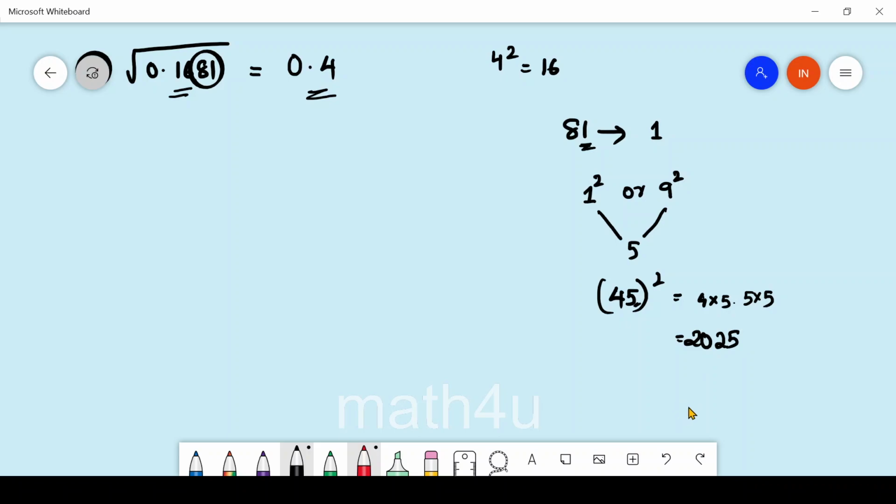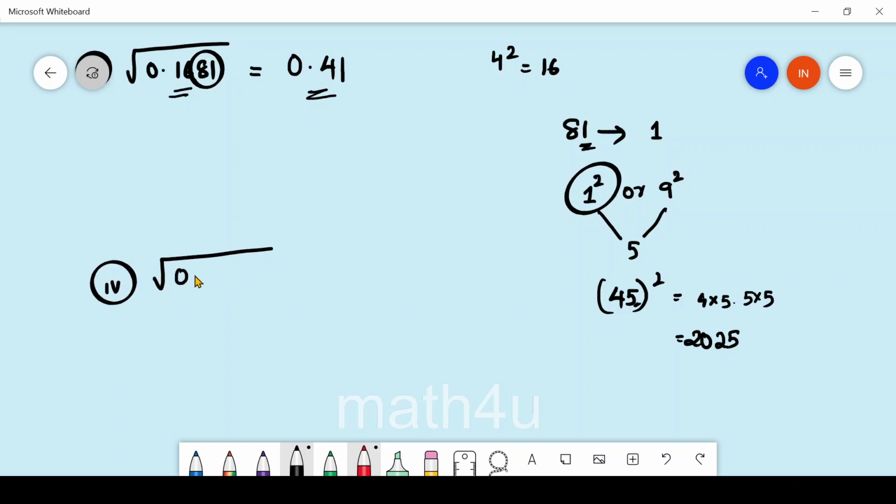So 2025. Now we are checking whether this 1681 is lesser than 2025 or greater. We know that it is lesser, right? So I'm going to write here this 1. So 0.41 is equal to the root of 0.1681.